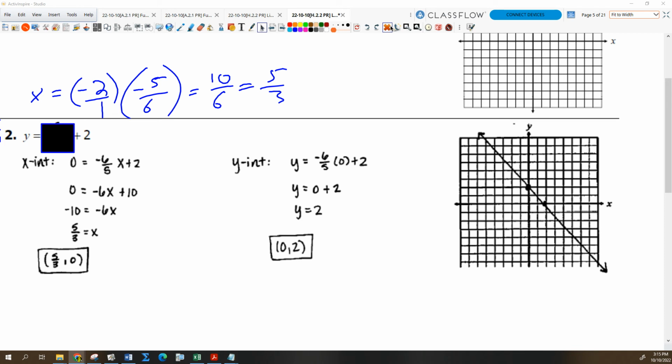Now, we don't write mixed numbers in high school, but we think in terms of mixed numbers. 5/3 is what as a mixed number? 1 and 2/3, right? 3 goes into 5 one time with 2 remaining, so 1 and 2/3. So then I would go over 1 and 2/3, 5/3, 0. There's my 2 points, connect and extend, and we got it. Okay? Let's look at one more of those.